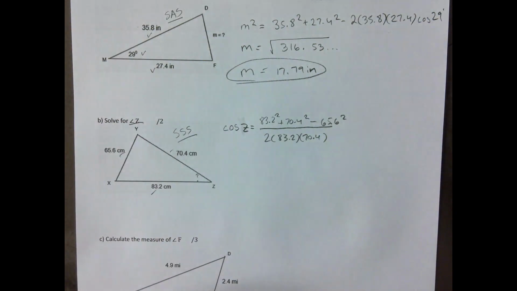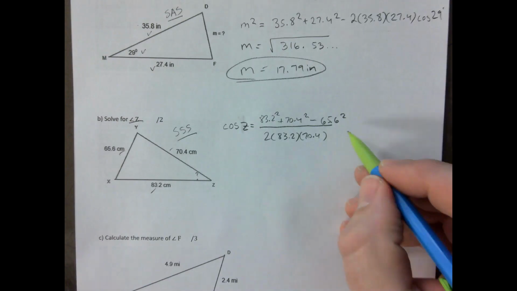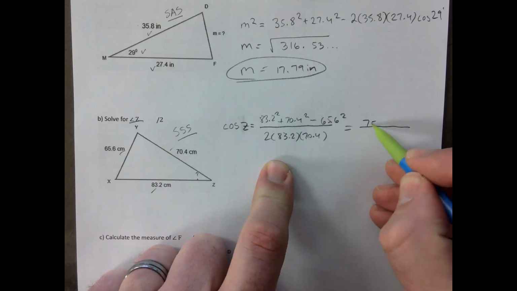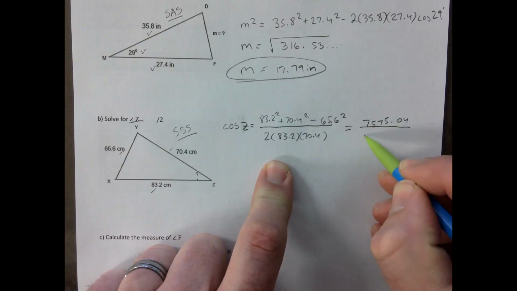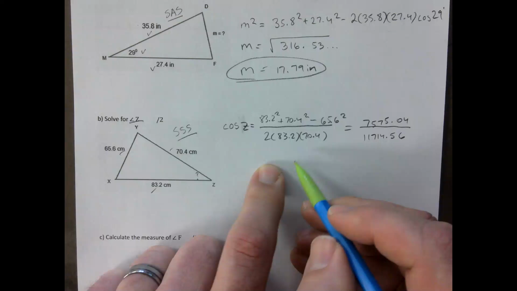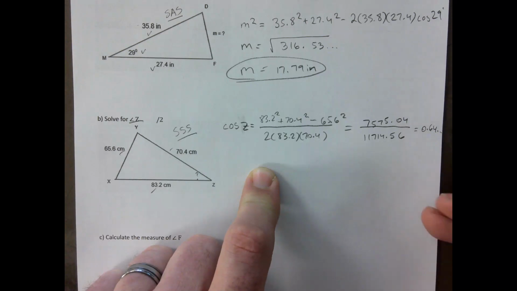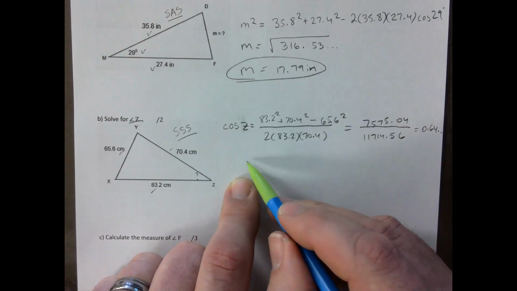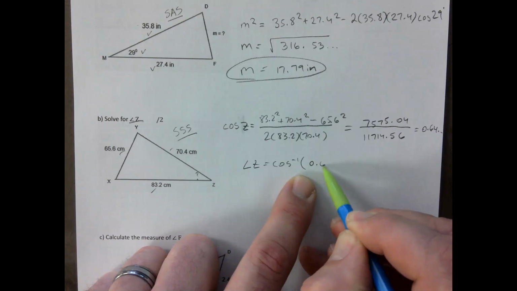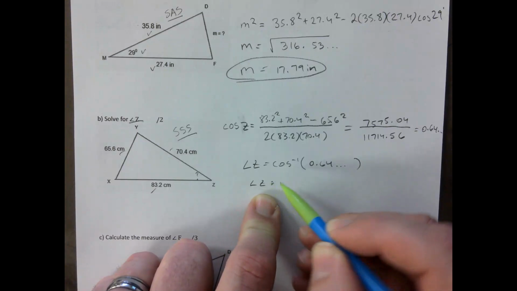Okay, so you get a mark. I would say you should get a mark at this point. You've done quite a bit. Then I do the top, and I get 75.04. I get 11,714.56 there. And that of course gives me 0.64 something. That will be part of the mark for the work. So angle Z will be cosine inverse of 0.64 something. And here you go, you get 49.71.